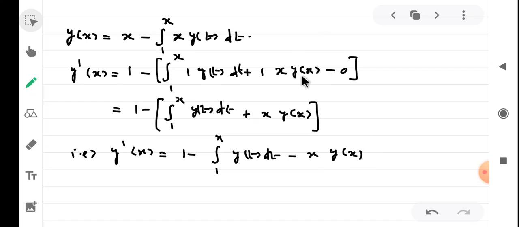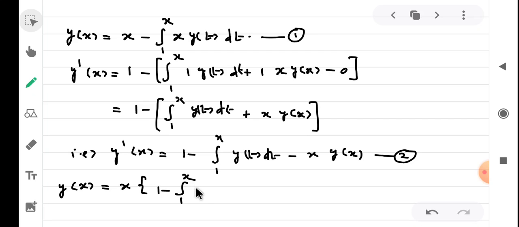Call this as equation number 1, and then call this as equation number 2. From the first equation, I can write y of x is equal to x into 1 minus integral 1 to x of y of t into dt. From this integral I can take this x outside, because here the integration is with respect to t only, so I can take this x outside. So I am pulling out one x outside.